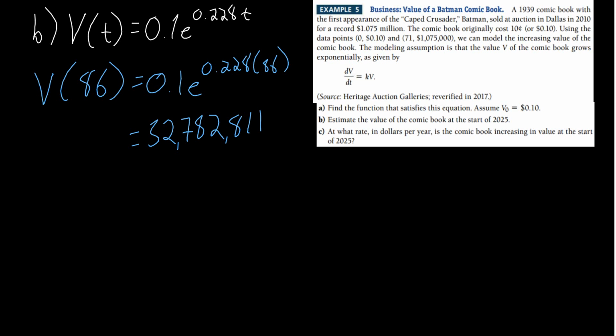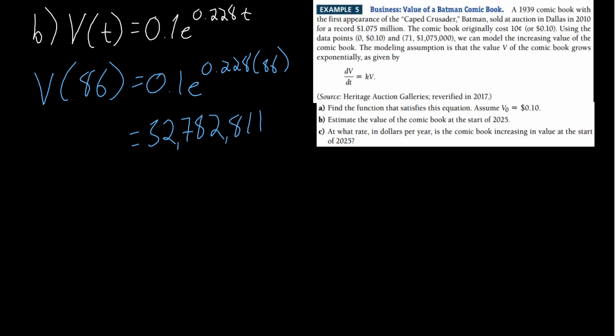Now there is a problem with that. And I'm just going to put this into my calculator here. Let's do 200 years after 1939. Okay, so 200 years after 1939 would be 2139. So I'm just going to replace the 86 in my calculator with a 200. And holy smokes.